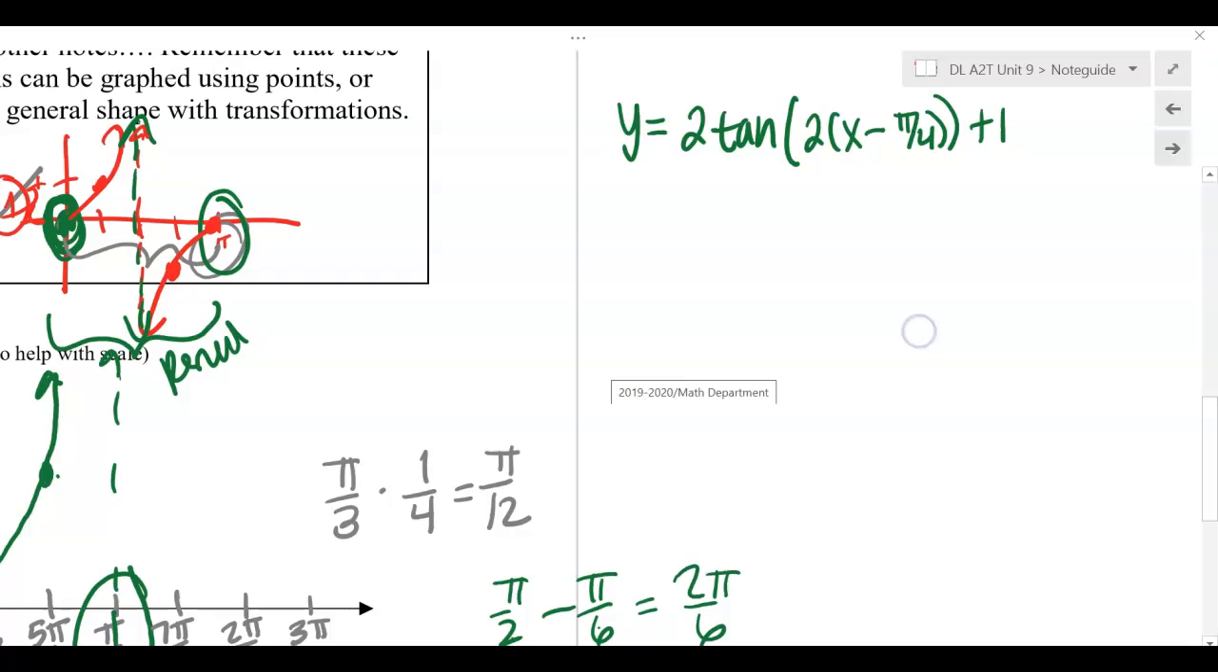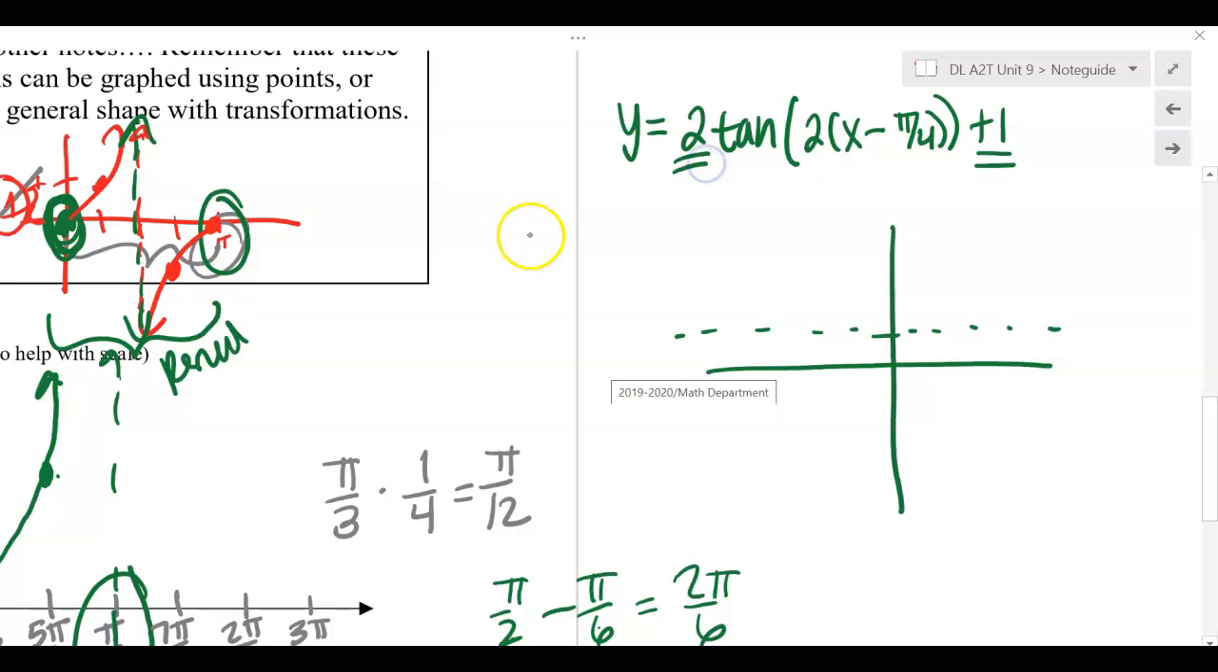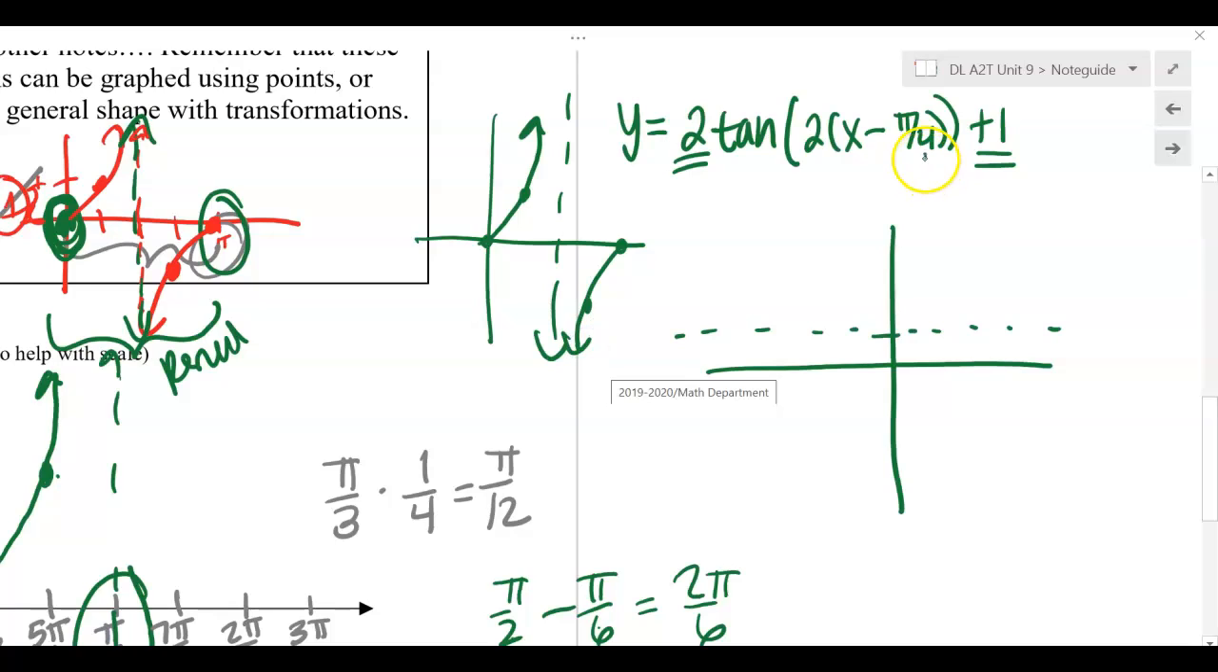So when I go to plot my points, my midline's at 1. So wherever my graph is, where 1 is where I expect the middle points to be. And then I expect the points to be spread out by a factor of 2. So this is my normal parent function value of points, the 5 points that I would go through. So I want to go through those 5 points, but this time my shift is pi over 4. So instead of starting at 0, I'm starting at pi over 4.